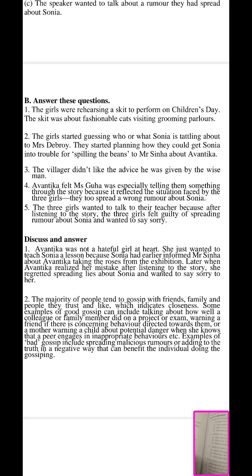Now, discuss and write. Would you say that Avantika was not a hateful girl at heart? Justify your response. Could you say that she was a wrong girl, or a hateful girl, that she hated everyone who was opposite her? Avantika was not a hateful girl at heart. She just wanted to teach Sonia a lesson, because Sonia had earlier informed Mr. Sinha about Avantika taking the roses from the exhibition. Later, when Avantika realized her mistake after listening to the story, she regretted spreading lies about Sonia and wanted to say sorry to her.